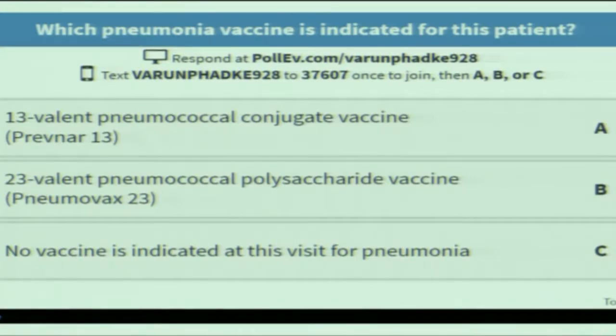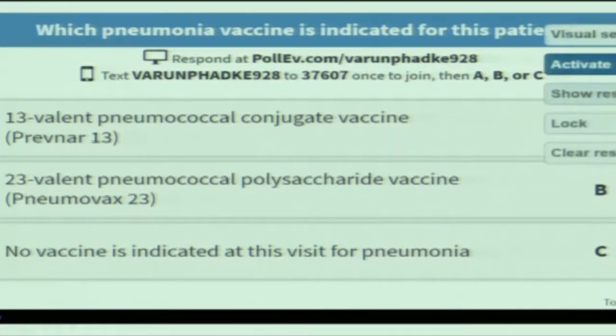Can you guys see it? Oh no. How did those 2 people break in? Oh, that's weird.